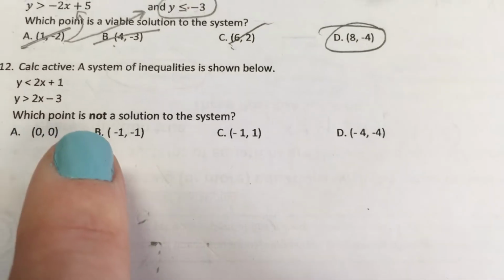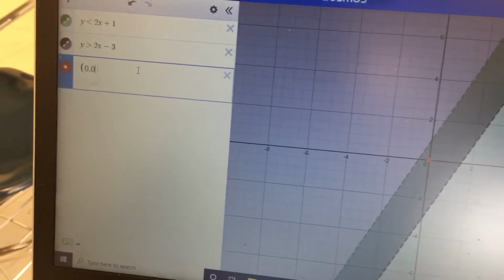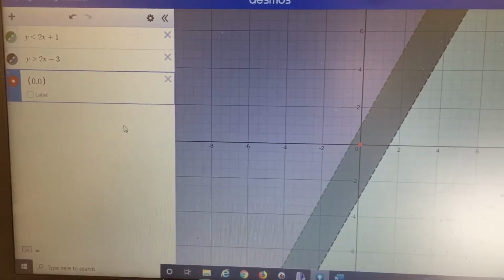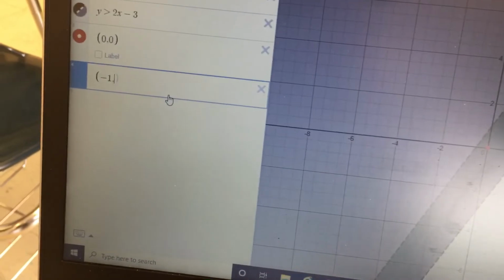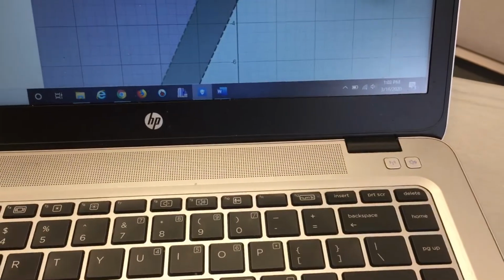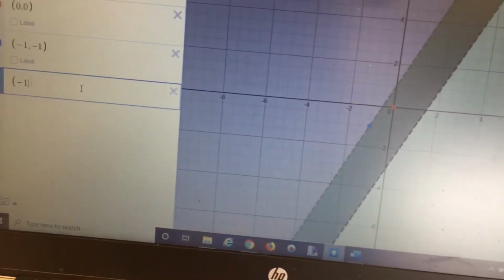This question says, which point is not a solution? So 0, 0 is in the solution. And remember with Desmos, you can always come over here and type in your point, and it'll graph it for you. So that's in there. B was the point -1, -1. That one is on the dotted line. You're not allowed to have a point on a dotted line because dotted lines are not equal, not included values.